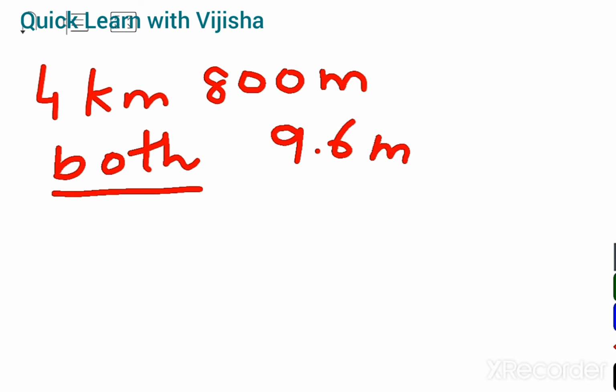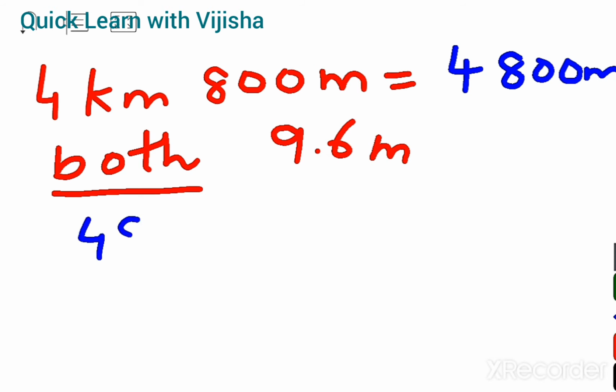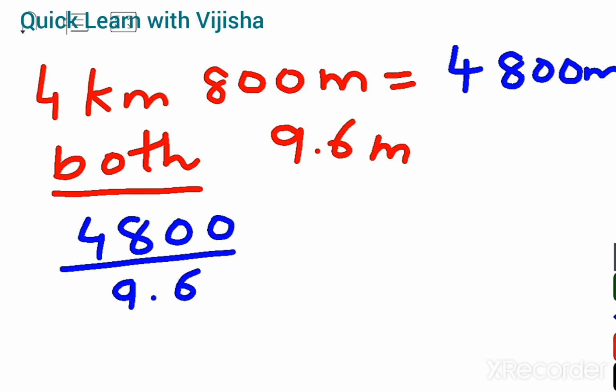So let's get into this question. 4 kilometers 800 meters means the value will be 4 kilometer and 800. So your value will be 4800 meter. Understanding children? And you have to do the division for this question with 9.6. So we will write 4800 divided by 9.6. Now there is a tricky thing in this.